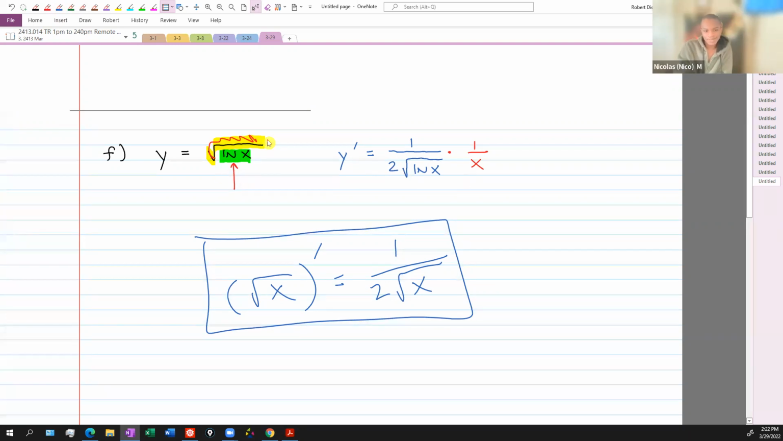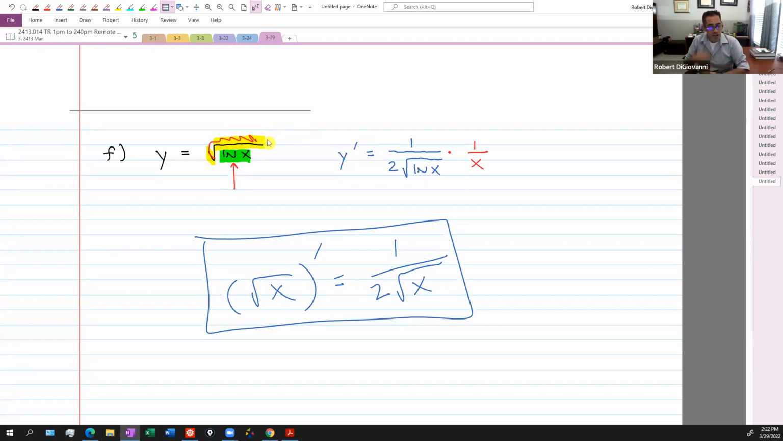Starting with the square root, you say, what's derivative of the square root of something? 1 over 2 times the square root of that something, whatever's in there. Then chain rule says, then you multiply times the derivative of what was inside. The derivative of natural log of x is just 1 over x.